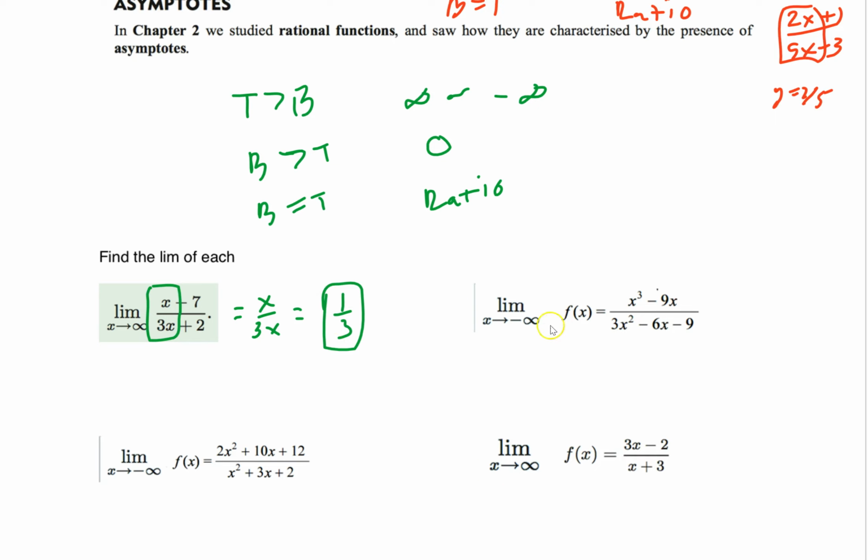Next one, negative infinity. Now, same idea. All we're going to care about is the highest powers. So this is the same thing as saying x cubed over 3x squared. That actually reduces, and you get x over 3. Now again, the 3 doesn't matter. But so what's going on? Is this infinity or negative infinity? Well, let's look at what happens. You're plugging in negative infinity, so this is like negative infinity over 3. So essentially, you're going to get negative infinity.